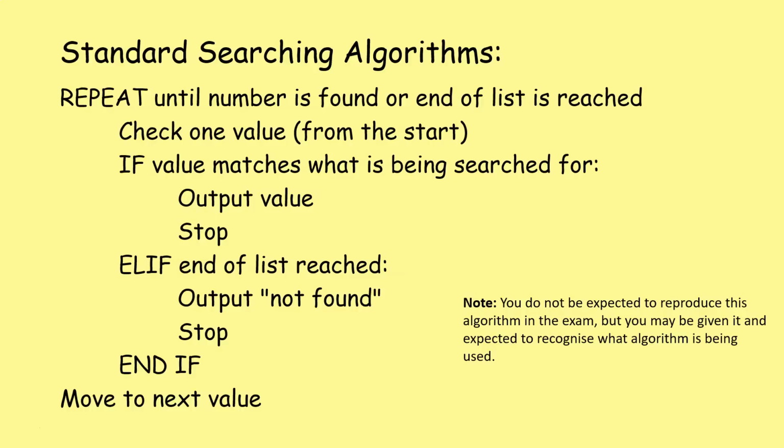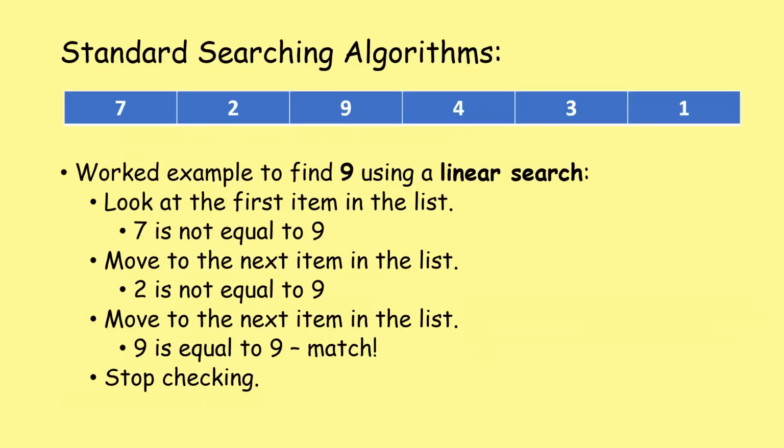So take a moment and think about this. I'm not going to spend too much time on it, but you do have to be familiar with how it looks in pseudocode. So let's have a worked example. We need to find the item 9 in this list using a linear search.